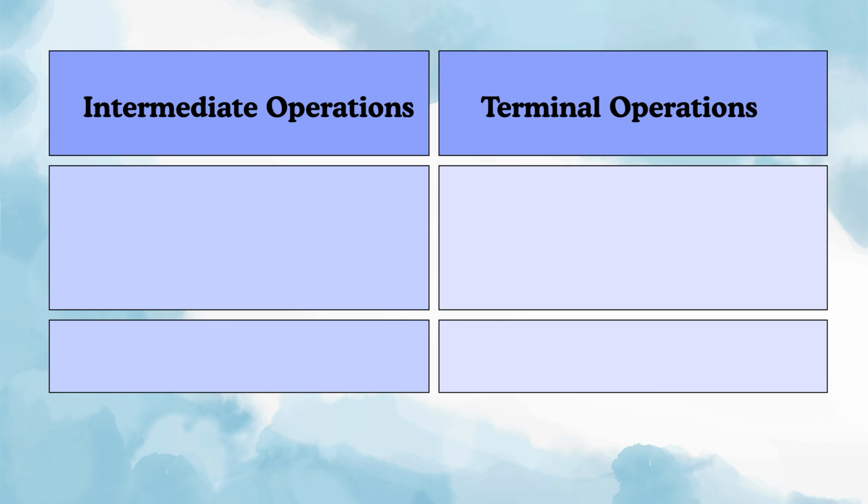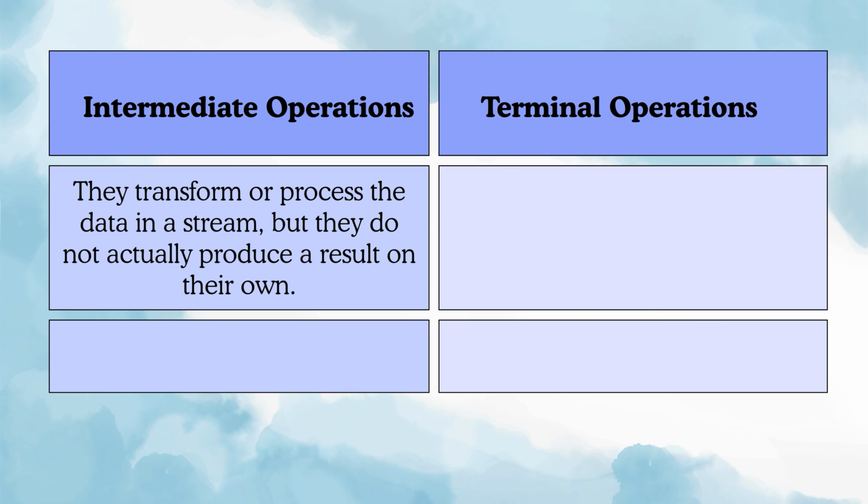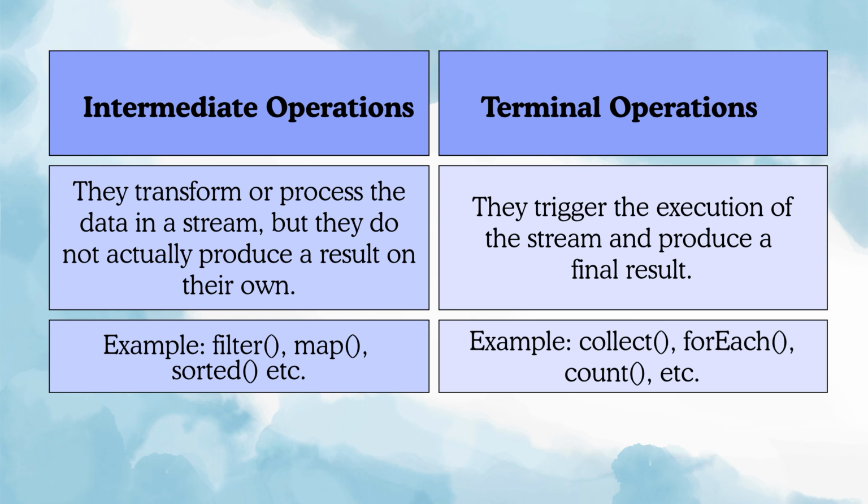Now let's understand another very important concept: intermediate operations and terminal operations in streams. First, let's talk about intermediate operations. These are the operations that transform or process the data in a stream, but they do not actually produce a result of their own. Some common examples of intermediate operations are filter, map, sorted, etc. Terminal operations are the operations that trigger the execution of the stream and produce a final result. Examples of terminal operations include collect, forEach, count, etc.